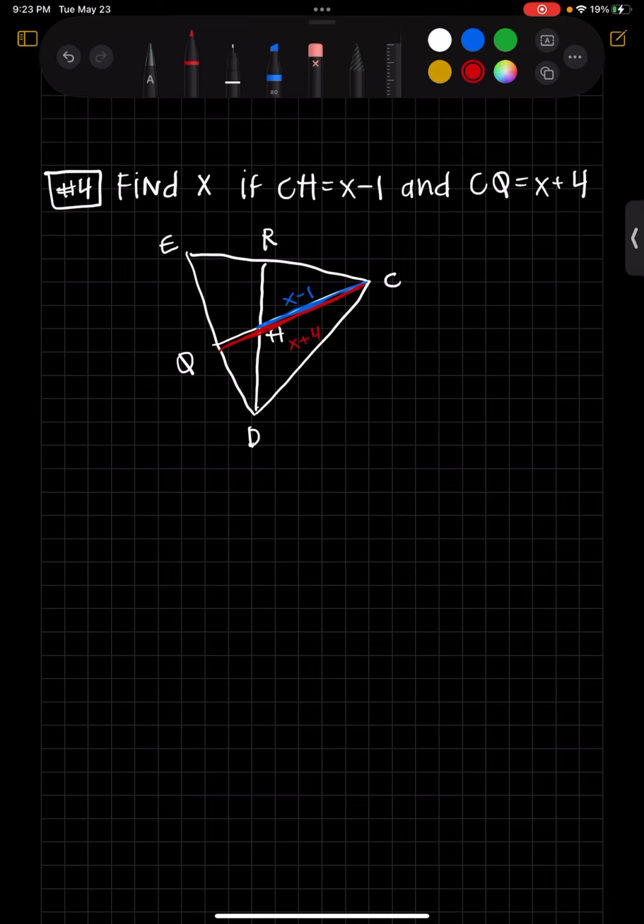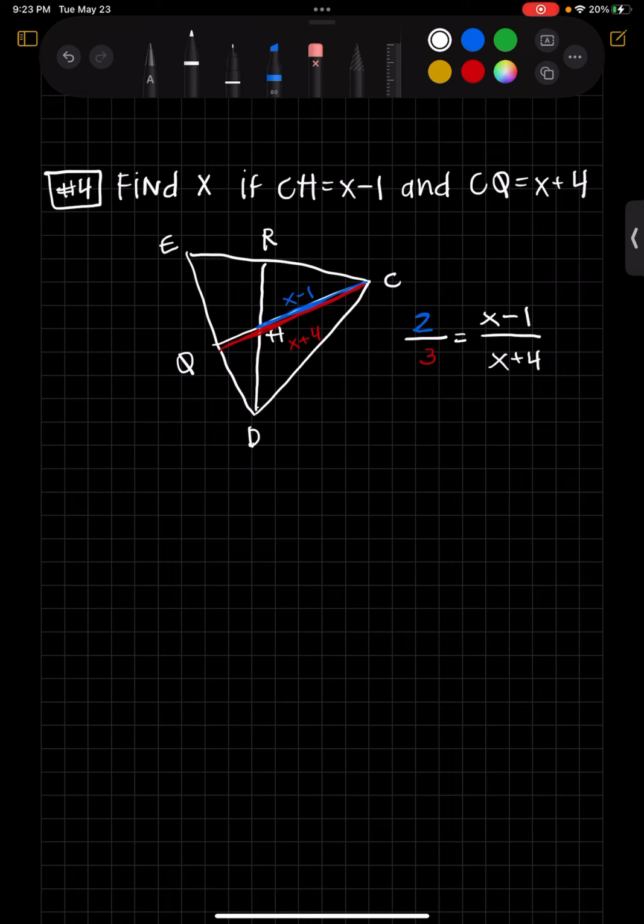Now, once again, we're going to compare it. And if you look at your cheat sheet again, if you compare the longer side to the entire side, the longer side is like your 2 parts. And then the whole portion is like your 3 parts. And so I'm going to compare the longer side, which is 2 parts, to the whole portion, which is 3 parts. So I'm going to have x minus 1 for my 2 parts over x plus 4 for my 3 parts.